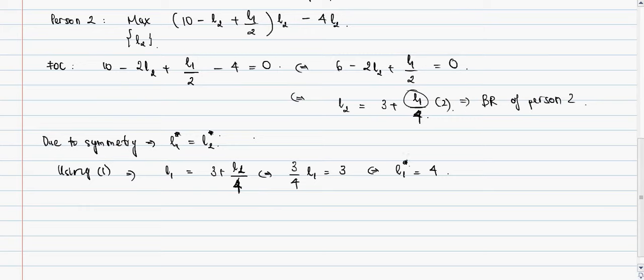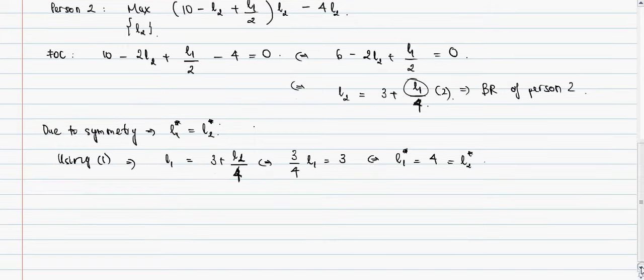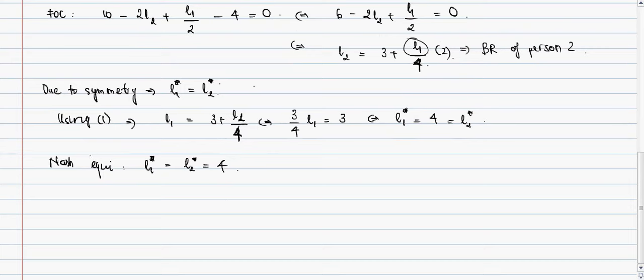Alright, so this is L1 star because this is the optimal L1, and I know that it will be equal to L2 star as well. So basically, in the Nash equilibrium, each person will be choosing to spend 4 hours doing the loan in order to maximize their net benefit. So the Nash equilibrium is L1 equal to L2 equal to 4. I put the star there to indicate that they are the optimal number of hours. Nothing special about it.